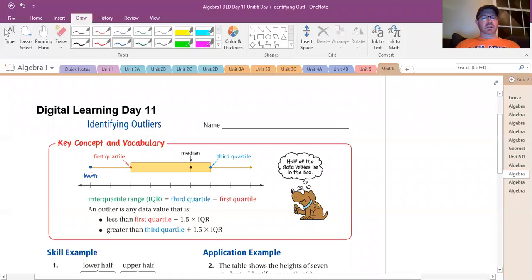And then, like you see right here, the first quartile is the left side of this box, whatever that value is. Then the median, the middle value of all your data, is this line right inside the box, not necessarily in the middle. Then you have the third quartile, the right-hand side of the box. Remember, that's the median of the upper half. The first quartile was the median of the lower half.